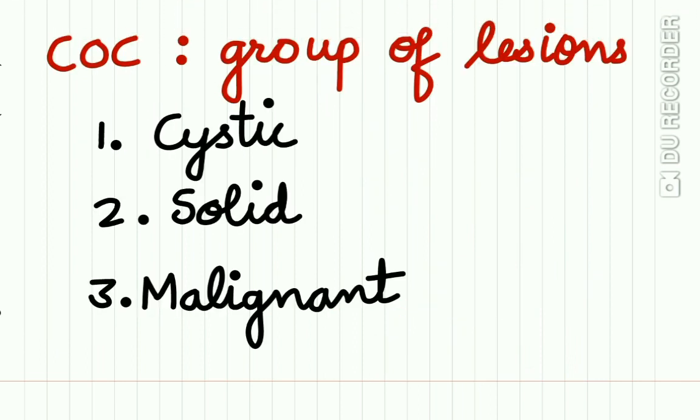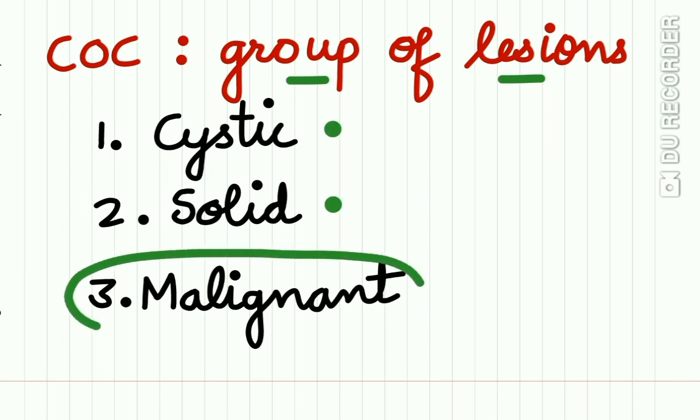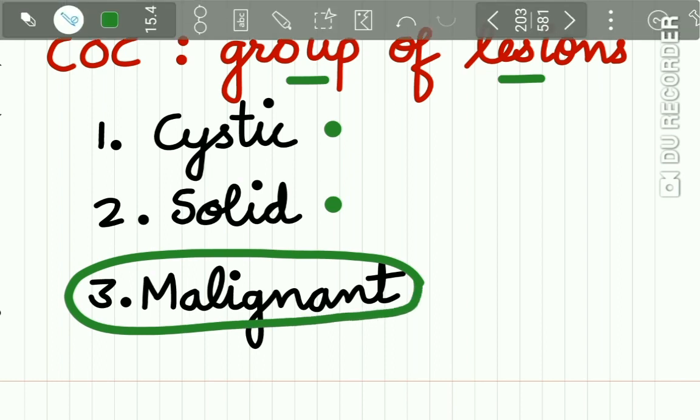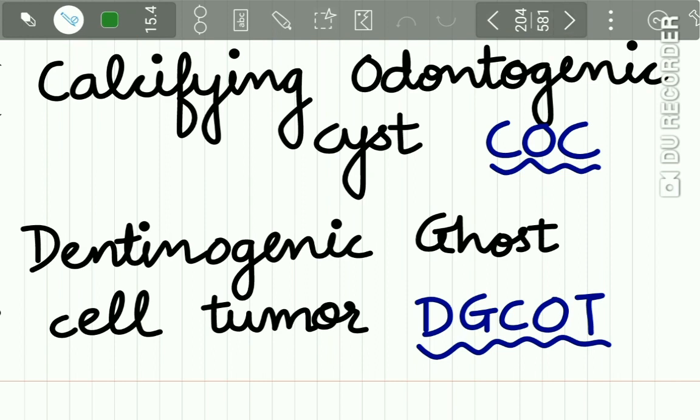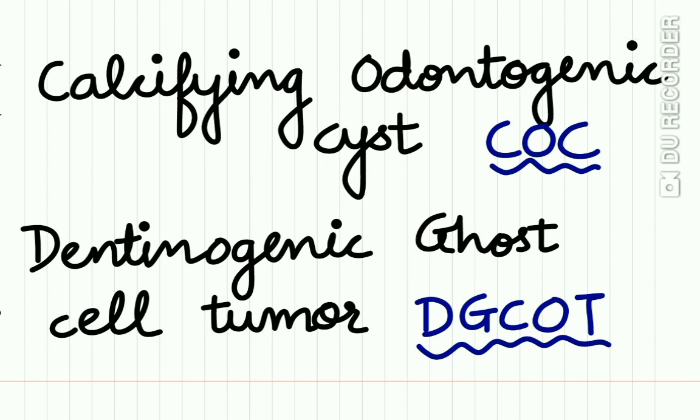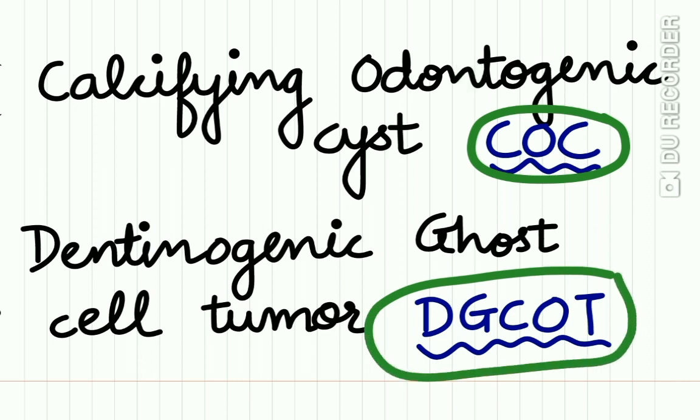Now, calcifying odontogenic cysts are a group of lesions which is comprised of either the cystic lesions or the solid lesions, and the third and the rare are the malignant counterparts of the calcifying odontogenic cysts. Now here we will study in detail the calcifying odontogenic cysts or the COC and the dentinogenic ghost cell tumor or the DGCOT.